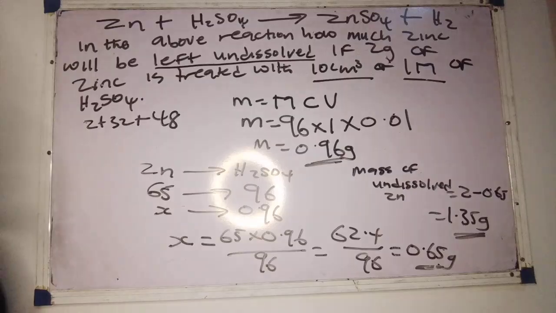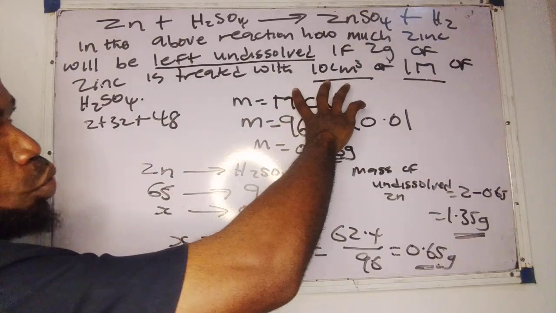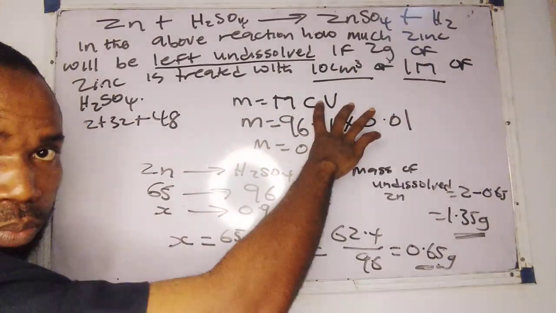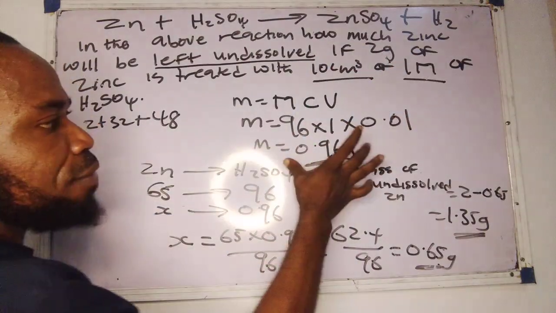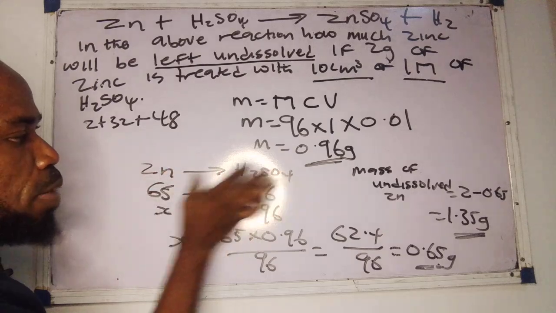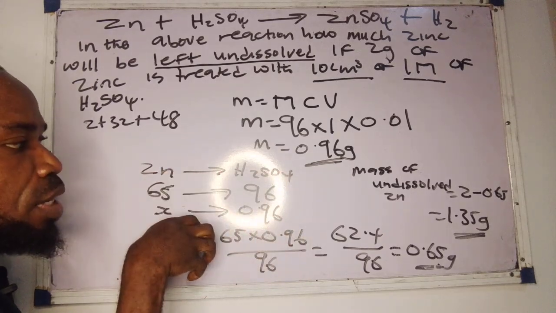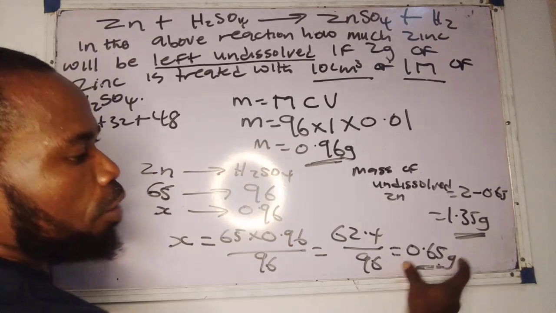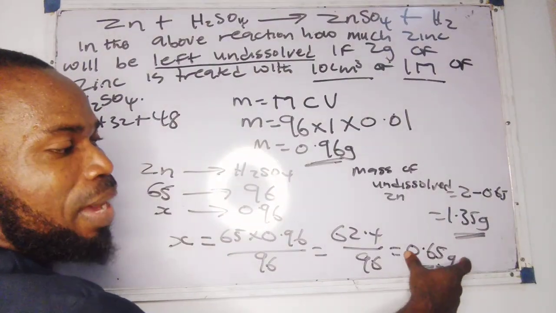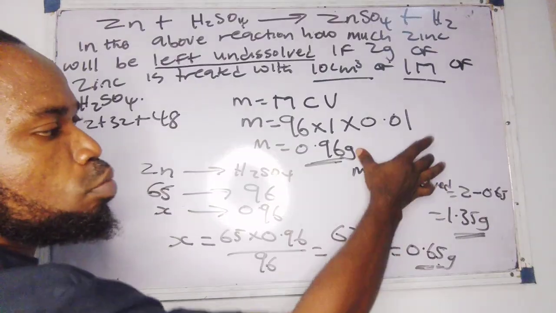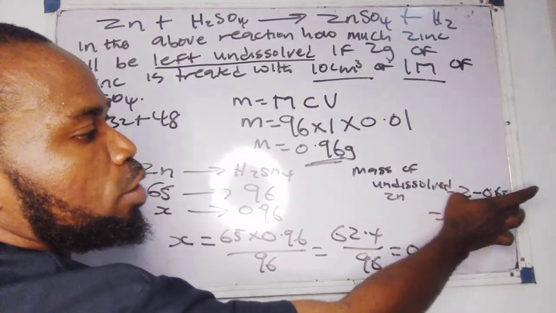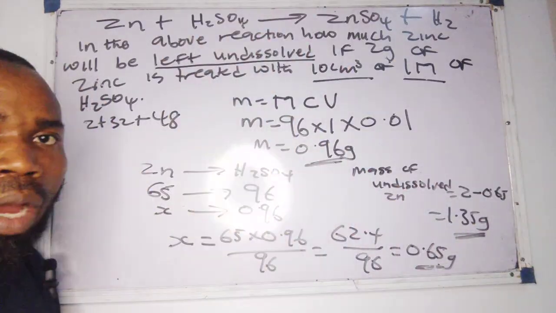So go through the video again. What I did here was that I needed to get the mass of the H2SO4 from this value here. They gave us the concentration. After getting the mass, I did my mass relationship to find out the mass of zinc that was able to react with this, and of course I got this. Now this is the mass that dissolved. Now to get the mass that is not dissolved, simply put, mass of undissolved zinc is equal to 2 minus 0.65. Now our answer is that.